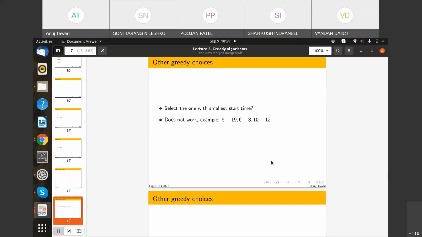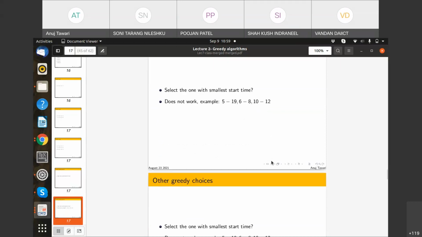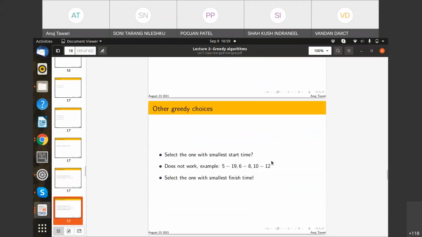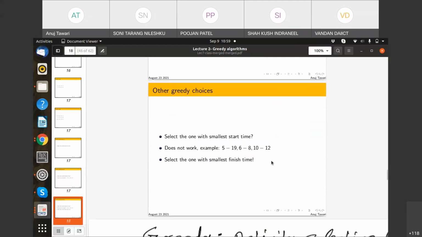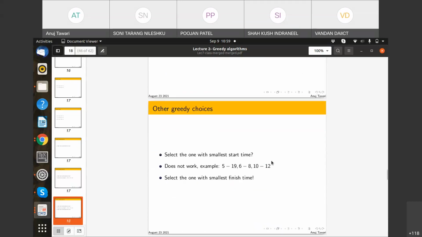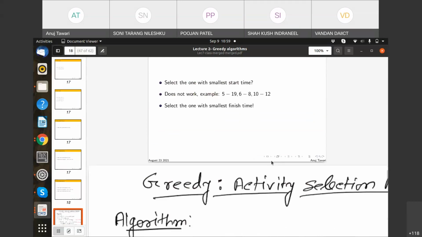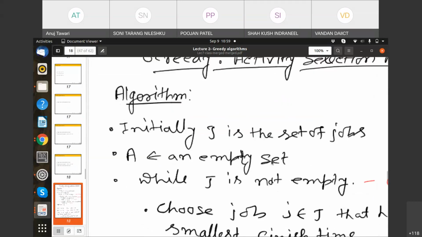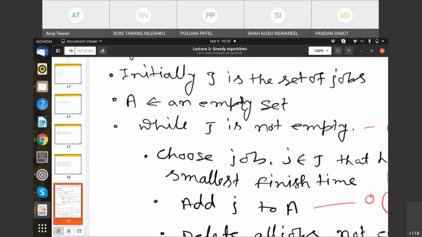So it is good practice to find counterexamples for various approaches. That will help you master the greedy algorithm. And so we decided, okay, let's pick the one with the smallest finish time. And it does work without fail for all cases. But proving that is a bit difficult.